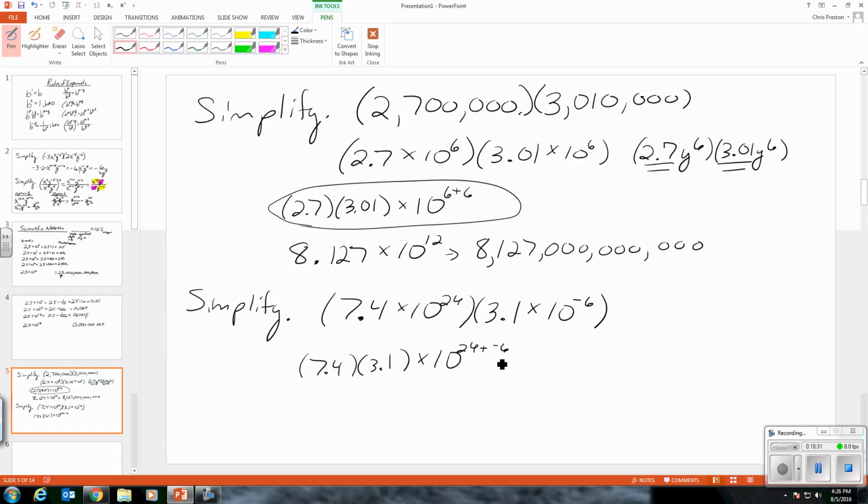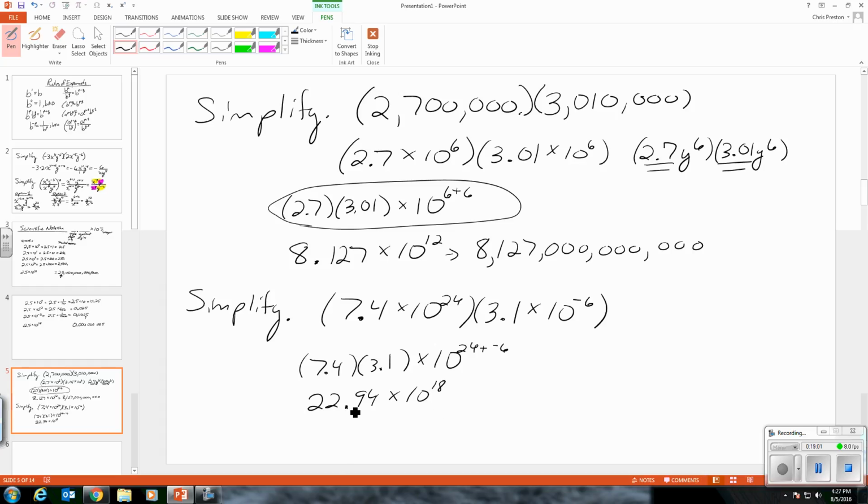Usually we don't like negative exponents. Scientific notation is one of those places where it's okay to have a negative exponent if you get one. But normally, like with those variable expressions I simplified at the beginning, we would not like to leave those with negative exponents. All right, so let's multiply these. 7.4 times 3.1. That's going to give us 22.94 times 10 to the 24 plus negative 6 is 18.